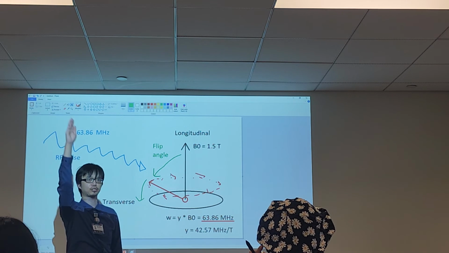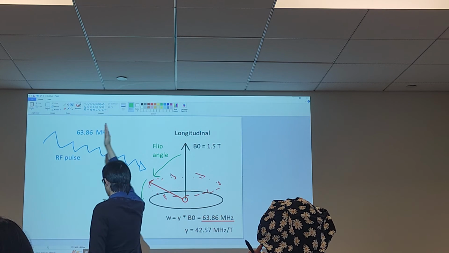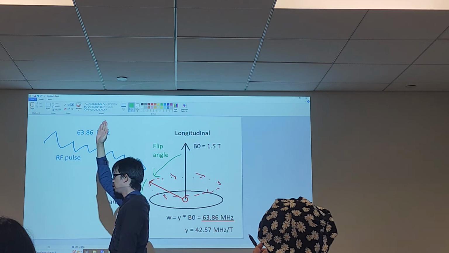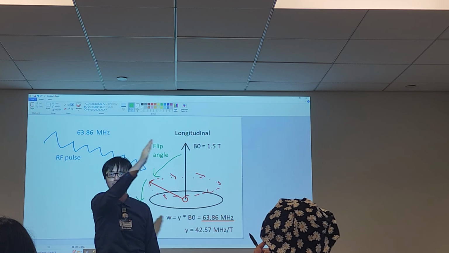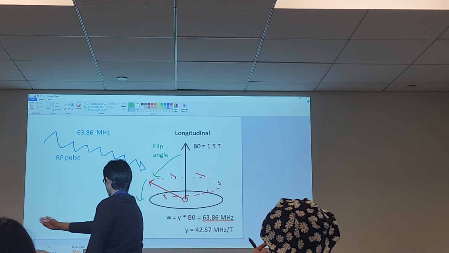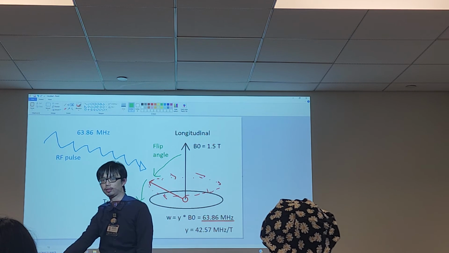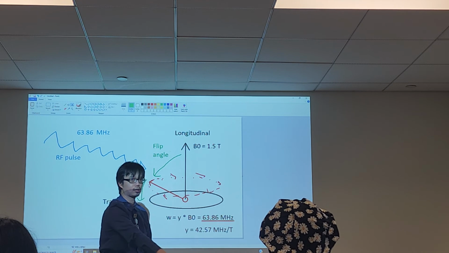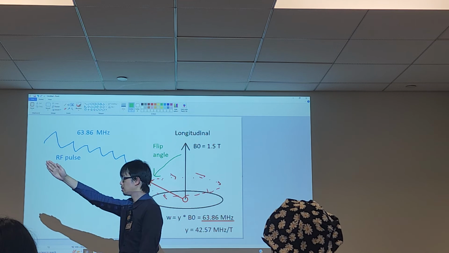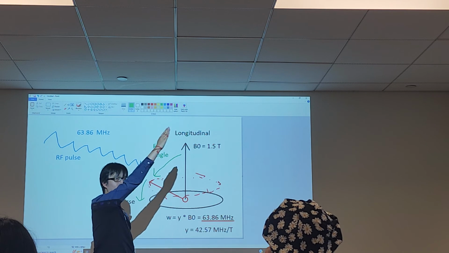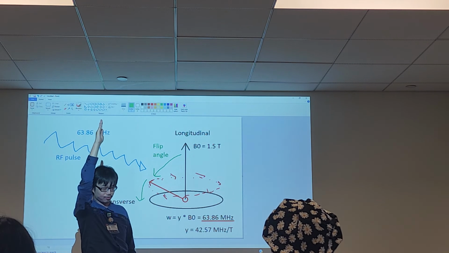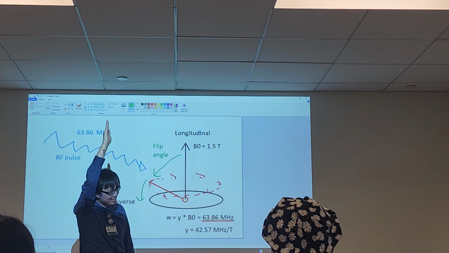Right. So the hydrogen atom is spinning like this. As soon as we apply our RF energy, it's going to start going like this. If you keep applying RF energy, this is going to keep going lower and lower and lower. You stop the RF energy, now it begins to decay. So this is going to start going back up. What is this called? Not T2. T1. This is T1 recovery.